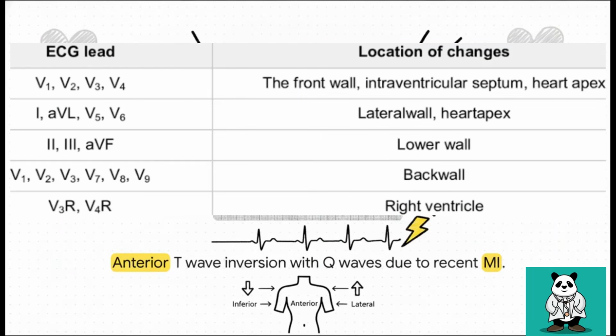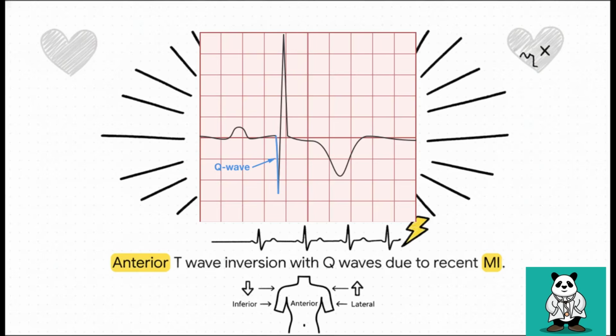Furthermore, it's really helpful to know that these ischemic inversions group together anatomically. They occur in contiguous leads based exactly on the location of the damage. For instance, inferior damage shows up in leads I, 3, and AVF, lateral damage in I, AVL, V5, and V6, and anterior damage will show inversions in leads V2 through V6. When you see deep inversions right alongside those Q waves, it's a clear indicator of a recent anterior myocardial infarction.